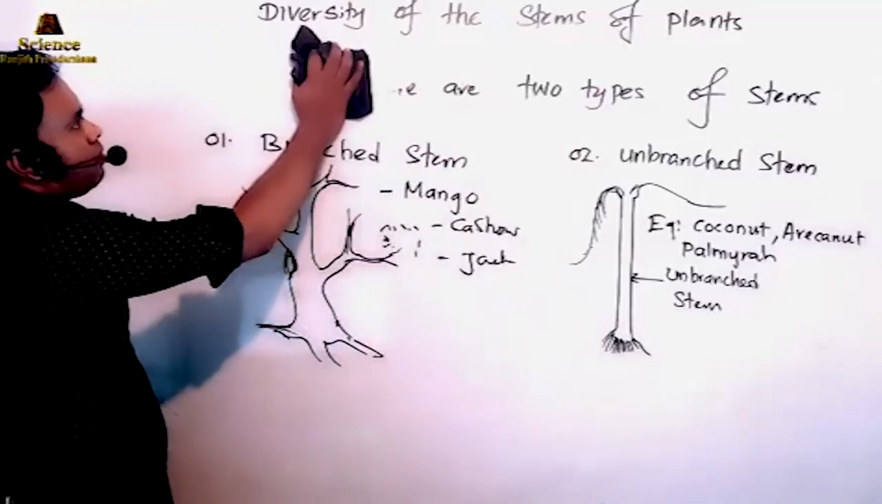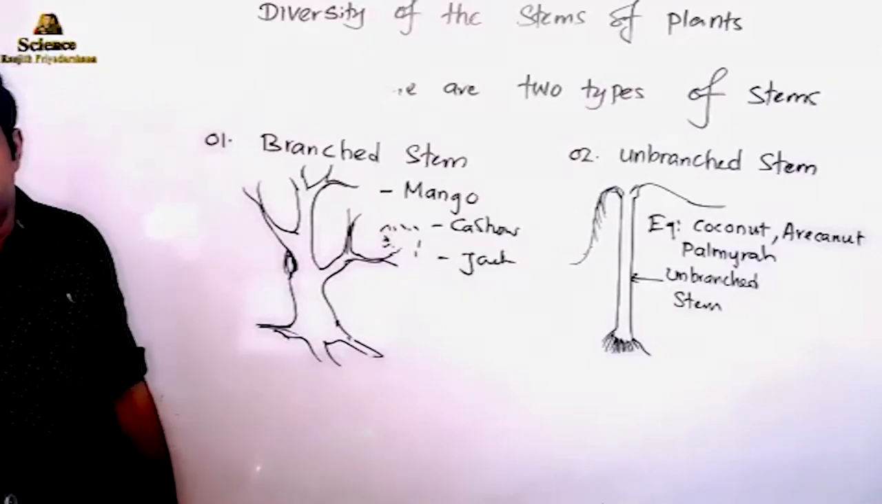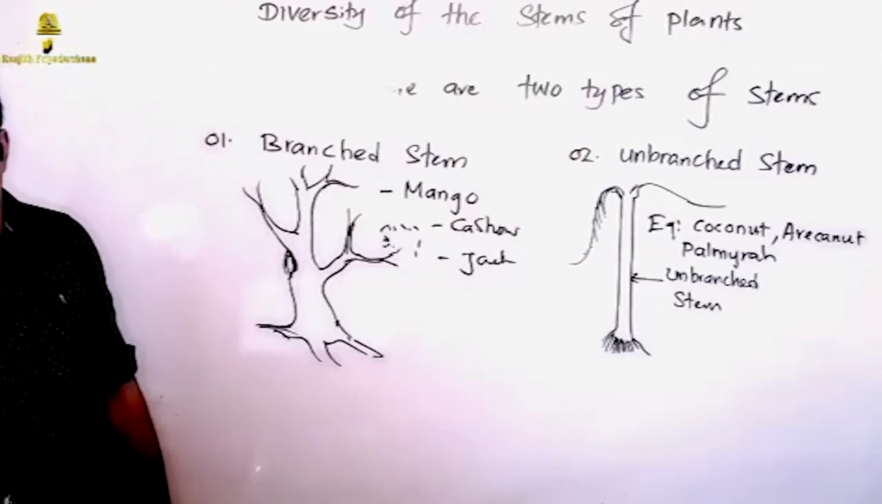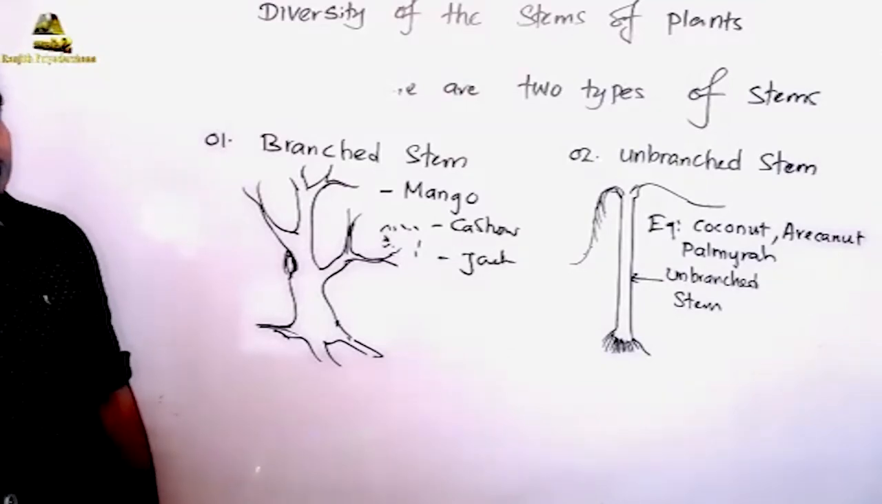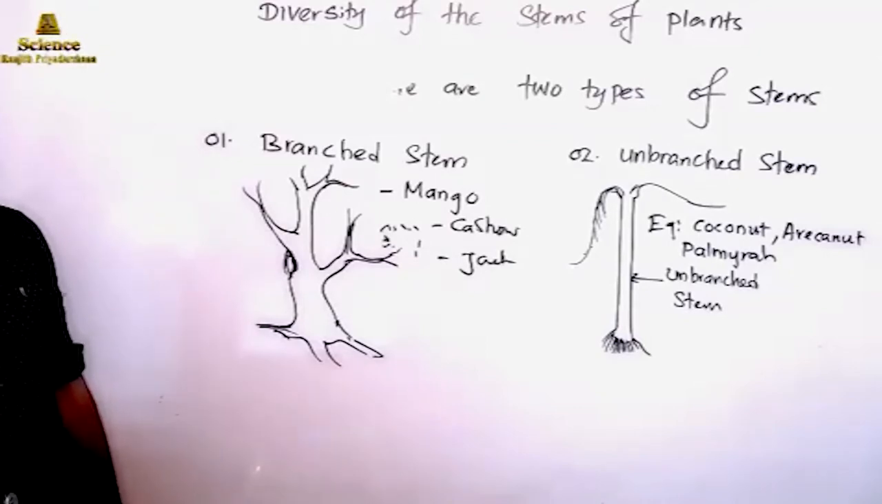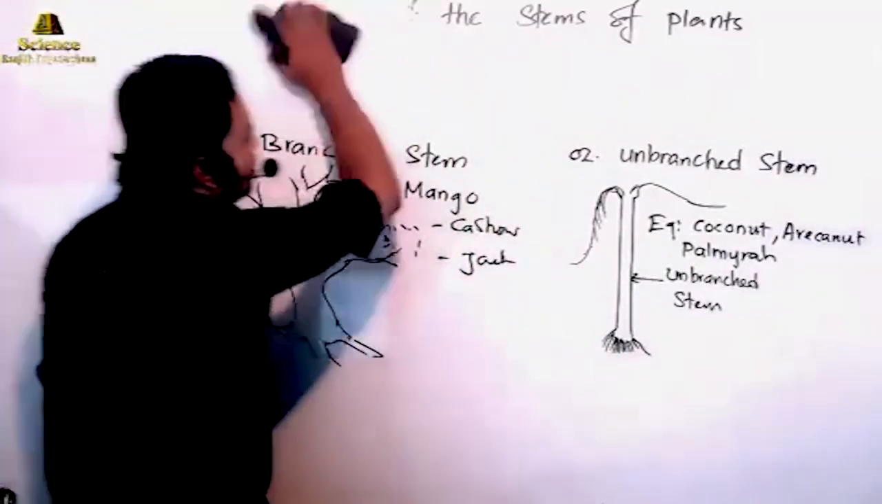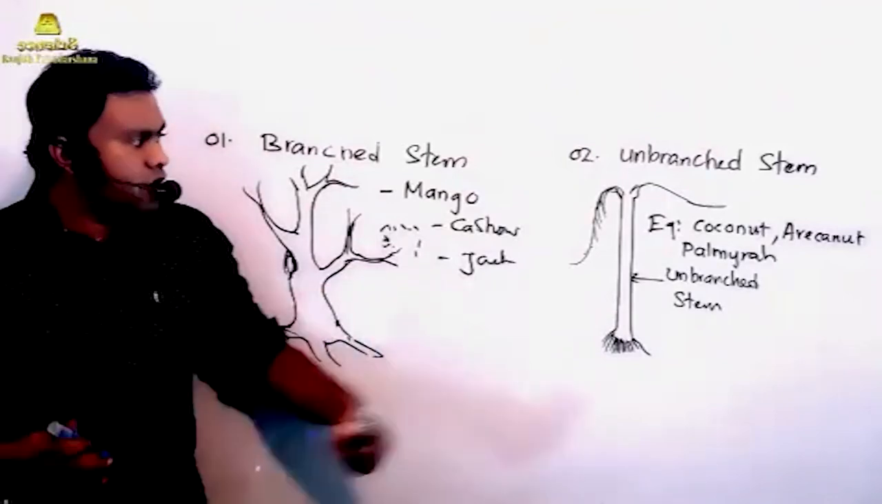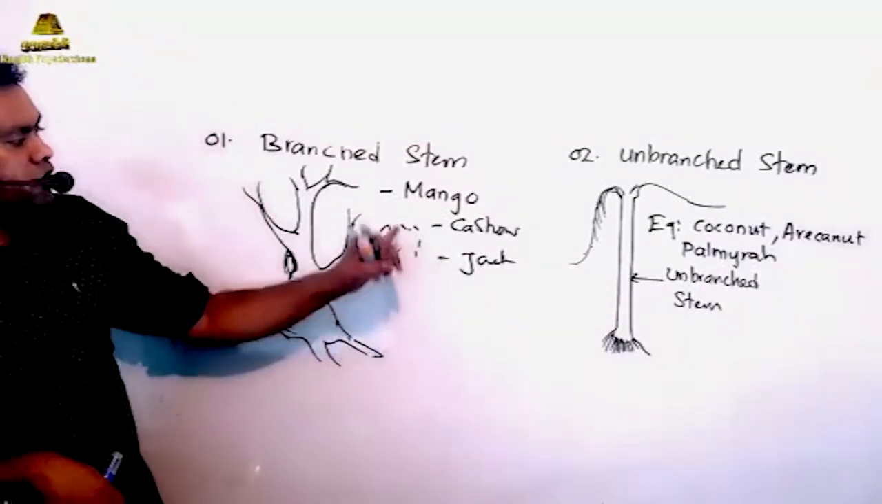So I'll change the topic now. Sir, still writing. Okay. Wait a minute. Take another minute. Okay, so I'll change the topic. You can draw it and take down these examples. Here, mango, cashew, jack, sunflower, and all the plants you can write.